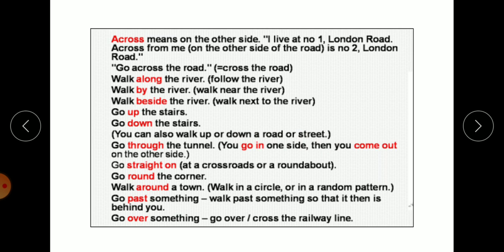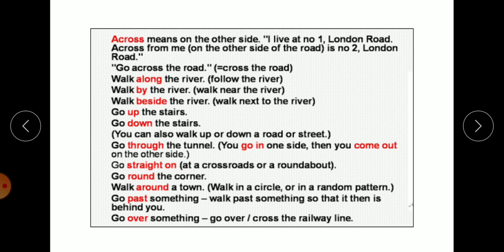Go through the tunnel. You go in one side then you come out on the other side. जब ऐसा कुछ हो रहा है we will be using through, right. That means वो चीज़ hollow है जिसके through आप आ जा सकते हैं. Go straight on. That means go straight. Go round the corner. That means you have to go around. Walk around the town. That means walk in a circle.